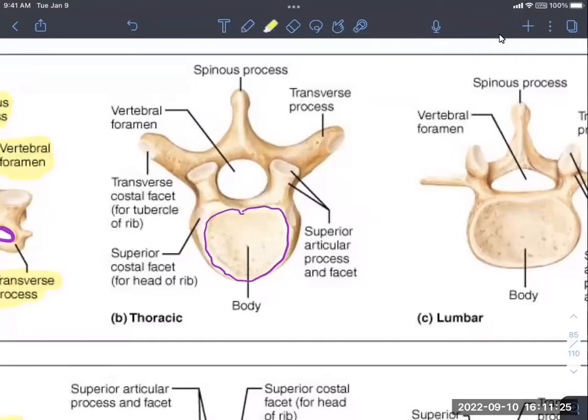We have our superior costal facets on the body. We have the transverse costal facets on the transverse process. They all have a vertebral foramen. They all have a spinous process, a transverse process, a body. They all have that same thing.